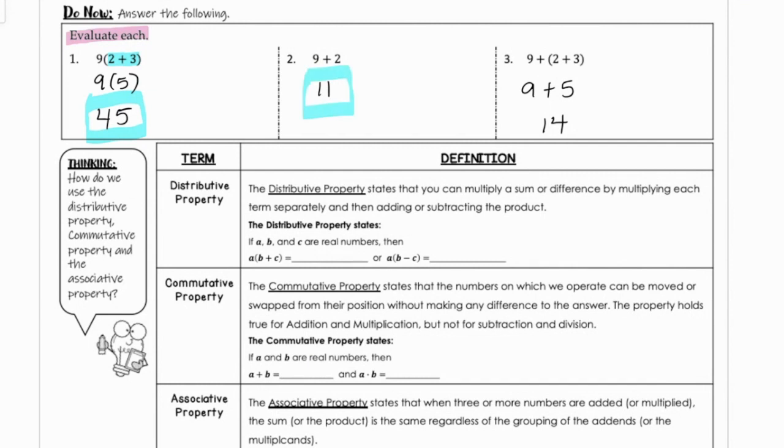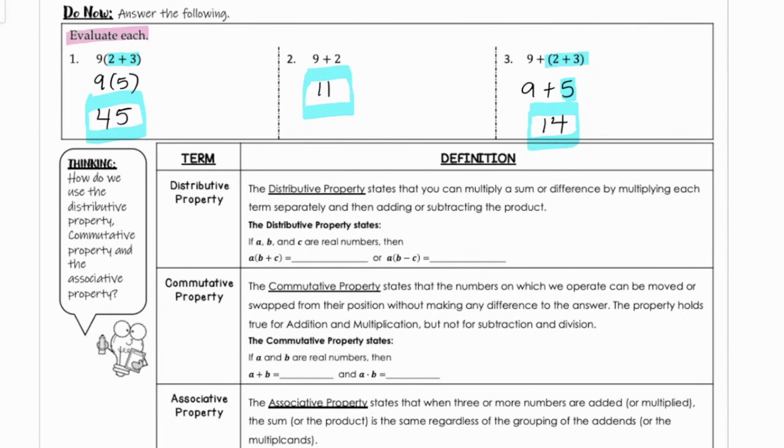For number 2, that one's the easiest. I'm not sure why I even put it here, but 11, you're just adding those. For number 3, same kind of thing as number 1. You see parentheses, do that first, gives you 5, and then add 9 plus 5, giving you a value of 14. So really easy, getting our minds back into the math that we have to do.